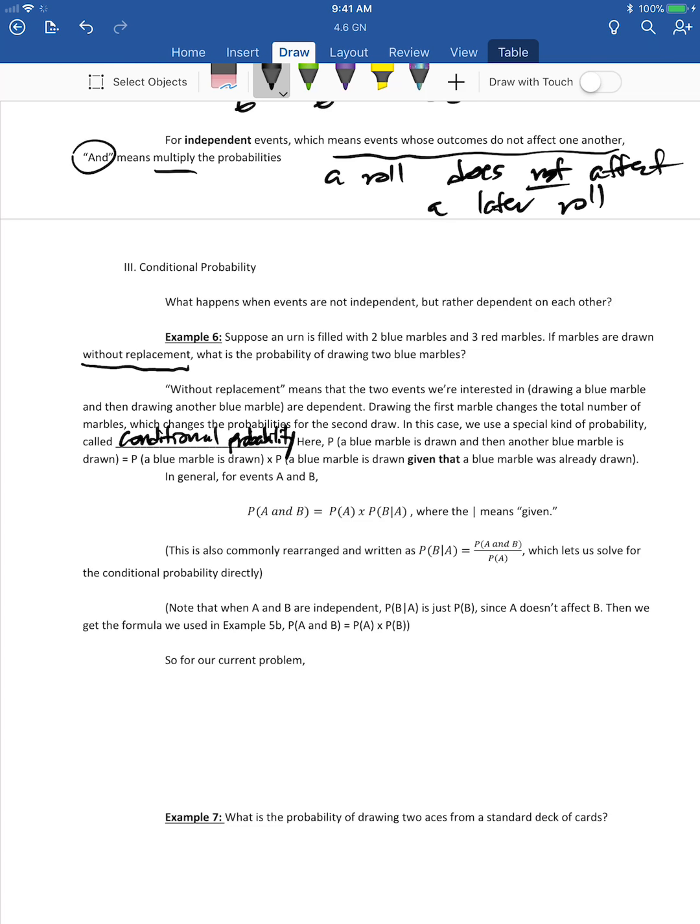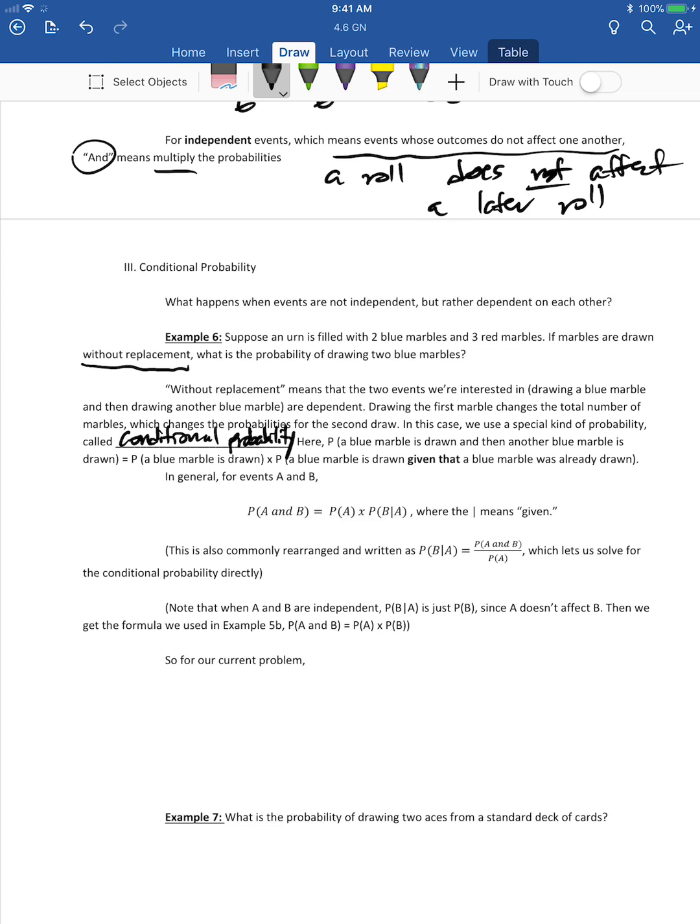So here, the probability that a blue marble is drawn and then another blue marble is drawn, so what I want, equals the probability that I draw a blue marble, times the probability that a blue marble is drawn, given that I already drew a blue marble. I know it's a lot of words, but let's think about what this is actually representing.